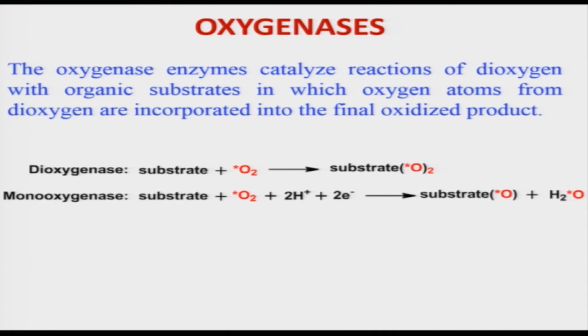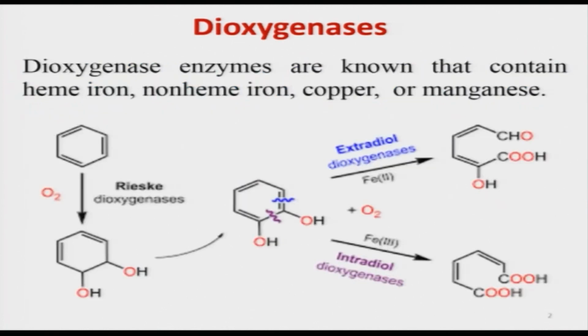So, you see that this labeled oxygen, which is red in color, in mono and di, is actually incorporated inside the substrate, and that is where the names dioxygenase and monooxygenase come from. Let us talk a little bit about dioxygenase.